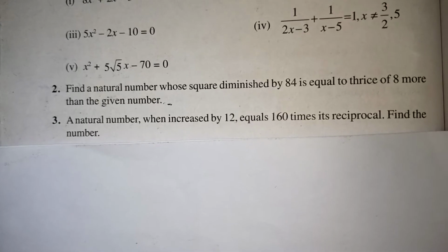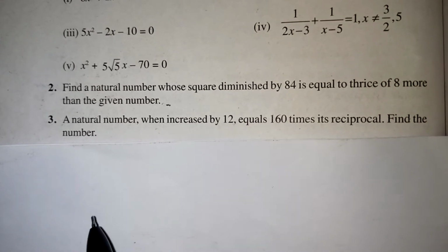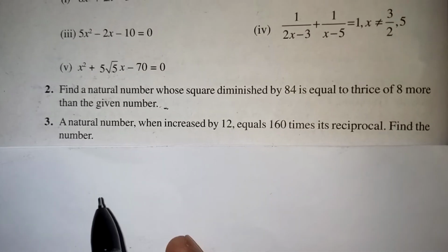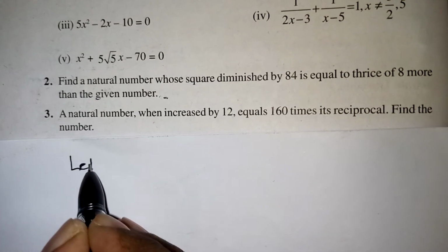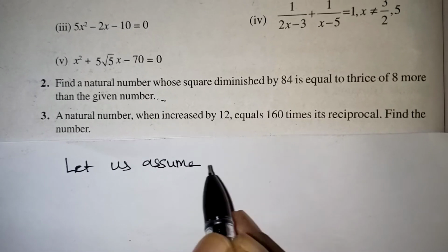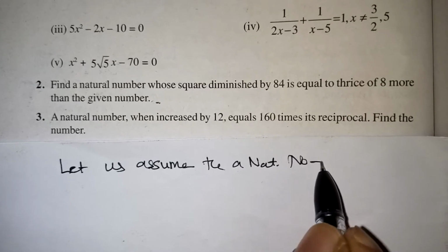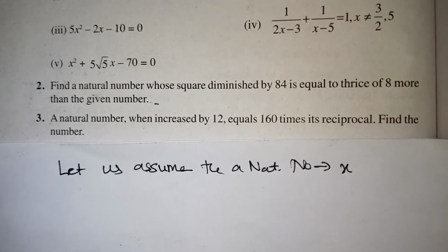Look at the third question. Like this question you can expect in your examination. A natural number. Let us take a natural number is x first. Let us assume the given number is x. Assume a natural number is x. So you can write it completely, x. Don't write the short form in your exam.